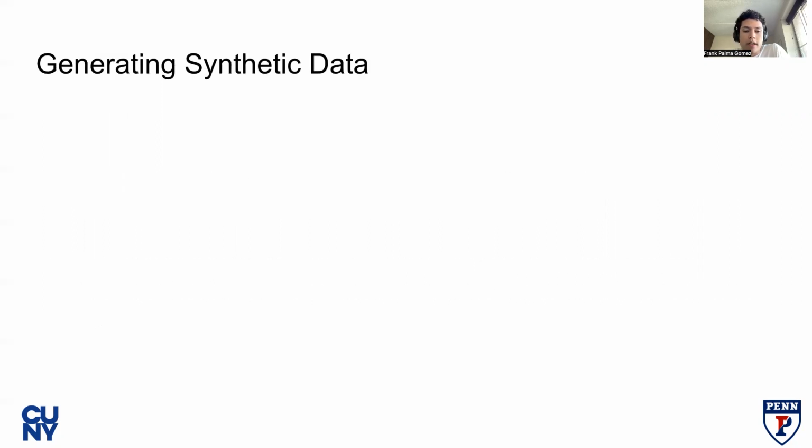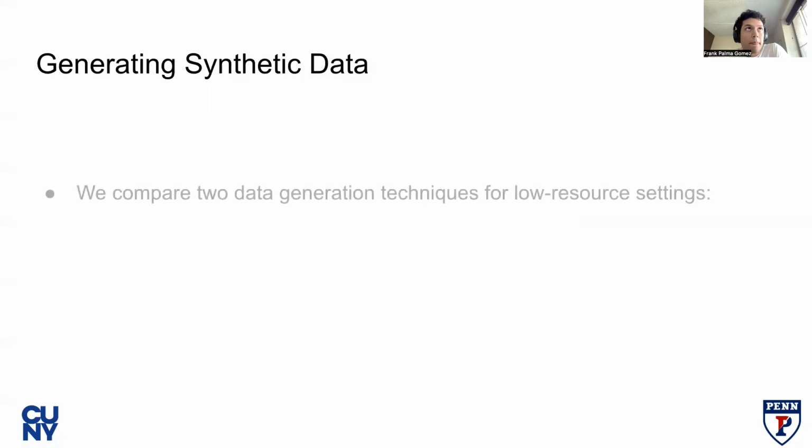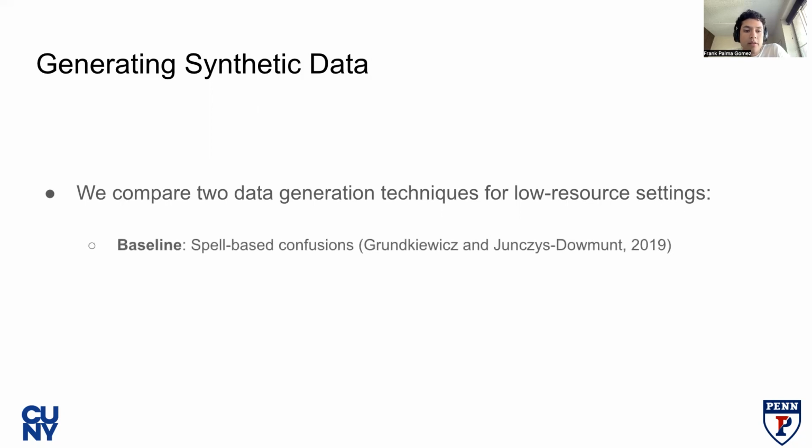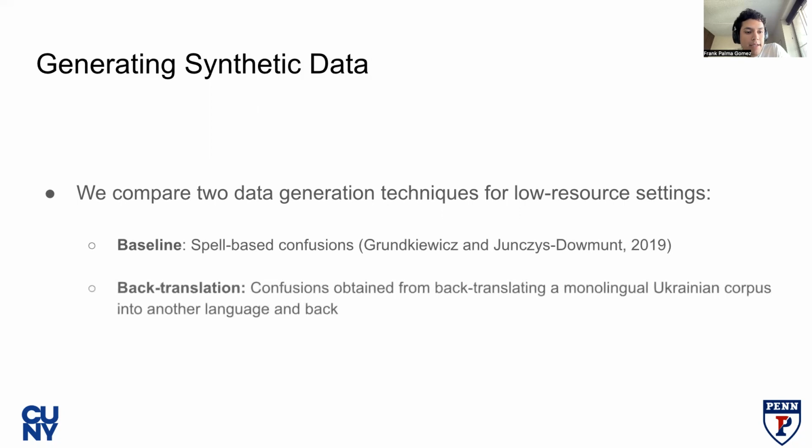First, I'll discuss our methodology for generating synthetic data. We experiment with two data generation techniques for low resource settings. First is the baseline, which is spell-based transformations. And second is back translation, which is confusions obtained from back translating a monolingual Ukrainian corpus into another language and back.